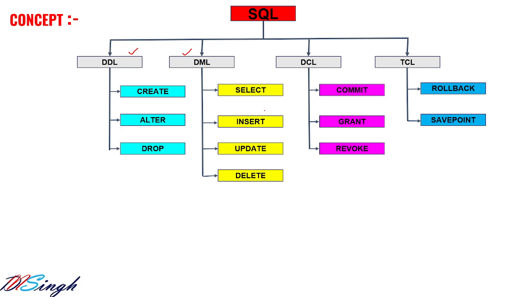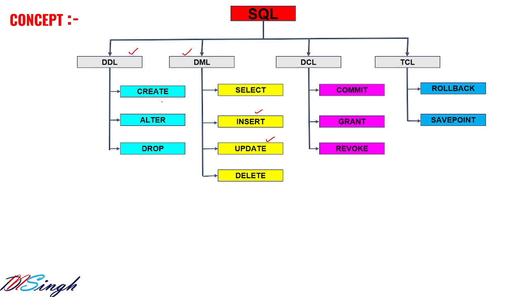Select is used for retrieval of the data. Insert is used for putting data inside the database. Update is used to update the database. These are the part of DML, data manipulation language. Create is used for creation of the database or table. The alter command is used to modify the table structure. Drop is used to delete the table or database permanently.